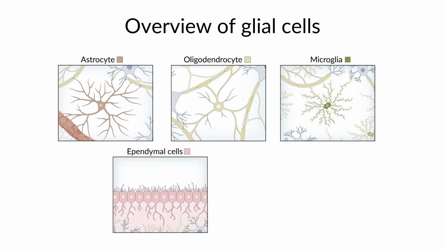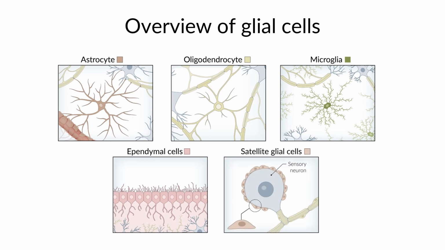Ependymal cells in the spinal cord and ventricles of the brain are involved in creating cerebrospinal fluid. Satellite cells surround neurons in the sensory, sympathetic, and parasympathetic ganglia and help regulate the chemical environment. So these are some of the examples of glial cells, or at least the main examples of glial cells that are important in the nervous system.